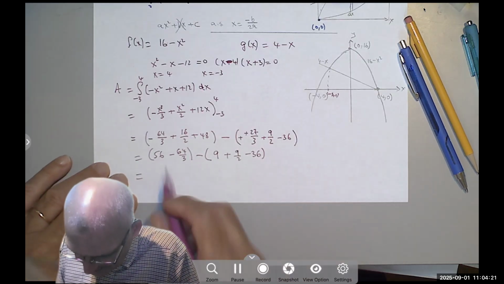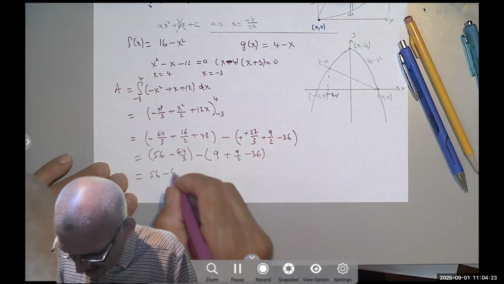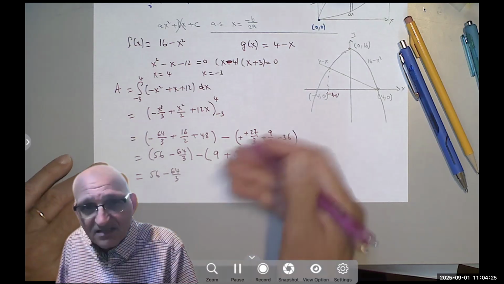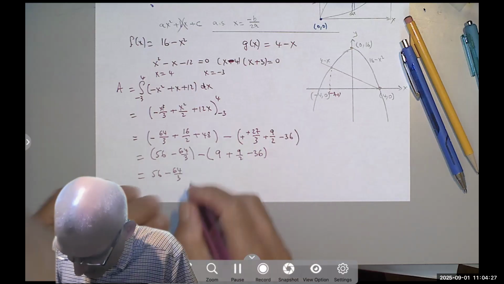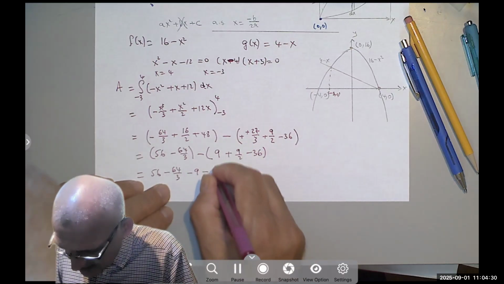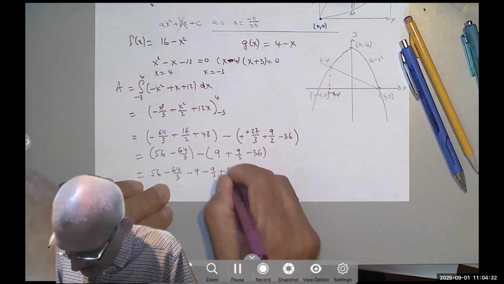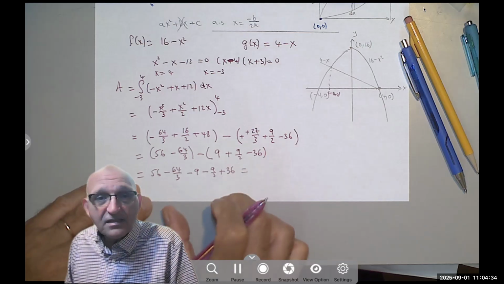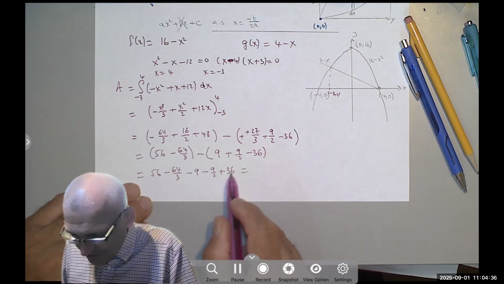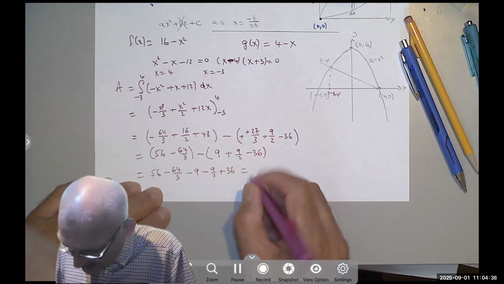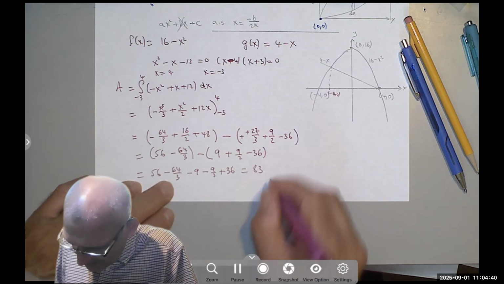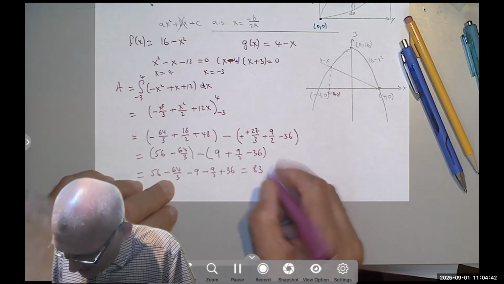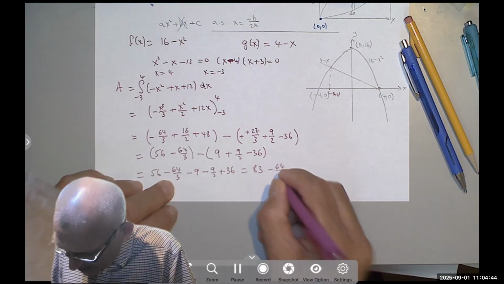I have 56 minus 64 thirds, minus 9 halves, plus 36. It doesn't matter if you take an extra step, just to guarantee you are doing it correctly. Now I can combine the constants together. 56 and 36 is 92, minus 9 is 83. I have halves and thirds, so let's keep them for now.